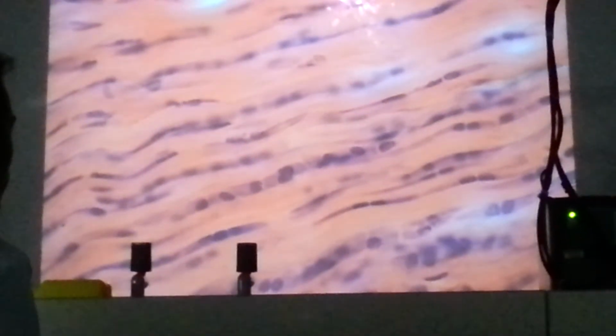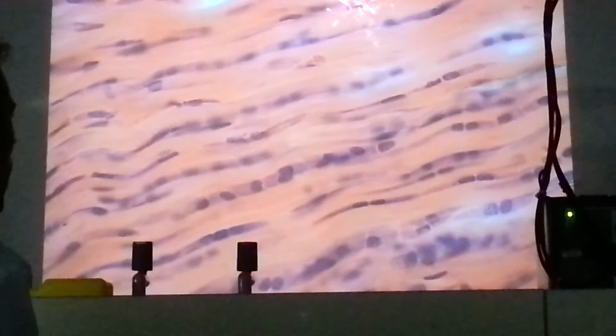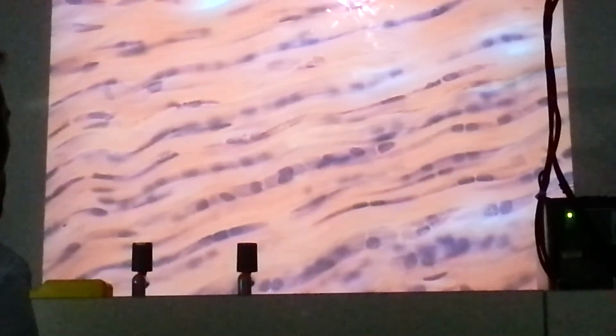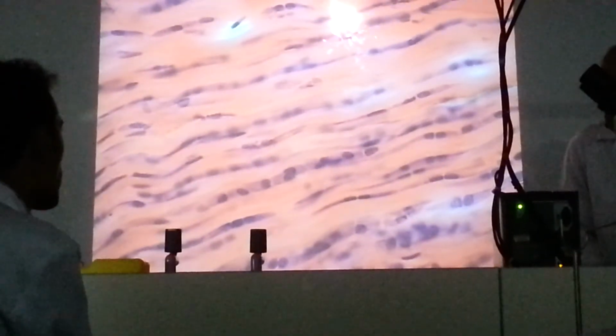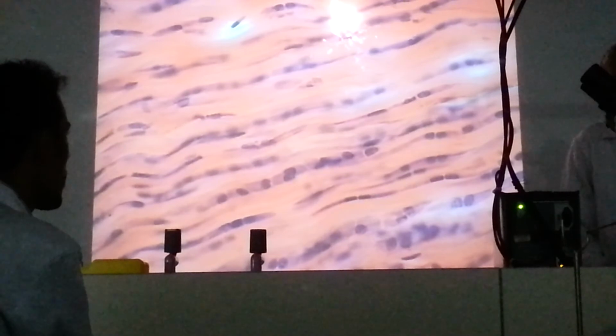What is the name of the section? Dense regular connective tissue. Or you can say tendon. Okay? Why is it a tendon? Number one, fibers run in one direction. What is present in between the bundles of fibers here? Fibrocytes present in rows in between the bundles of fibers.